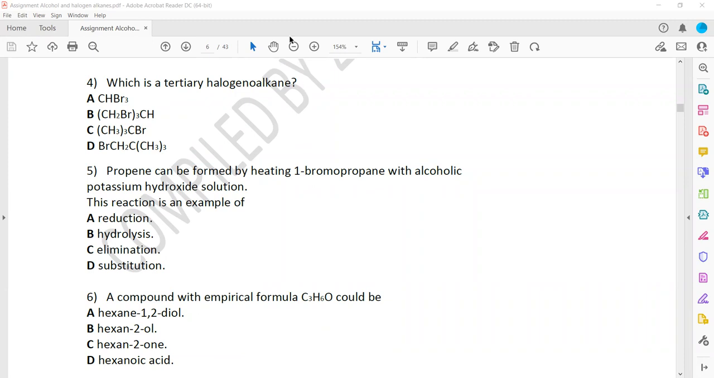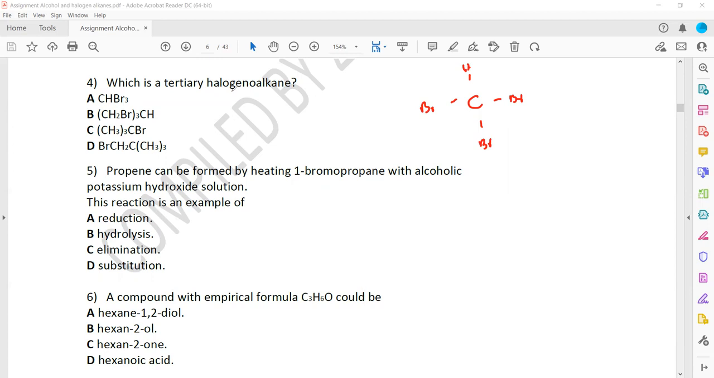Which is a tertiary halogen alkane? So when we draw the structure, better you draw the structure. Tertiary means the carbon which is attached to a halogen is surrounded by three carbon chains or three alkyl groups. So when I draw the structure for the first one, CHBr3, one hydrogen is there and three bromine. So it is not tertiary, because to be tertiary, the carbon attached to the halogen should be surrounded by three alkyl groups.